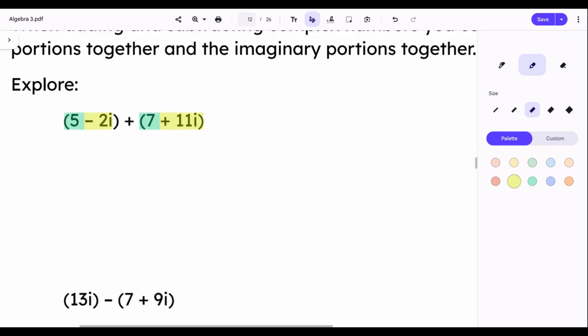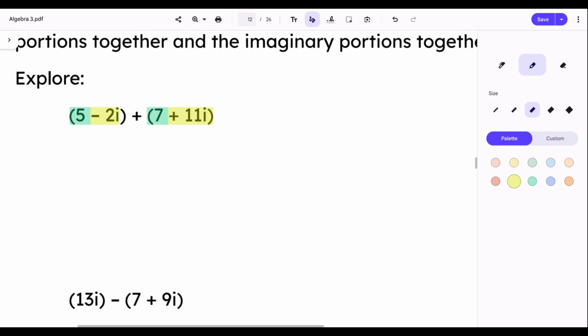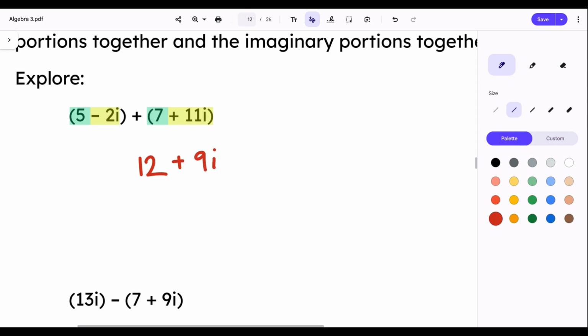So you can hopefully see that I'm trying to highlight those in different colors because I want you to recognize that those would be your like terms. So if I add the 5 plus 7, that would give me 12. And then the negative 2i plus the 11i would become positive 9i. You add the numbers like you would normally, and then the i is just going to attach just like an x would. It's acting a little bit like a variable here, but it is representing something other than just a number like x would. i is representing that imaginary solution that we find.